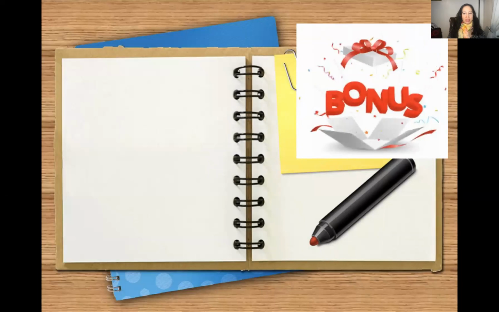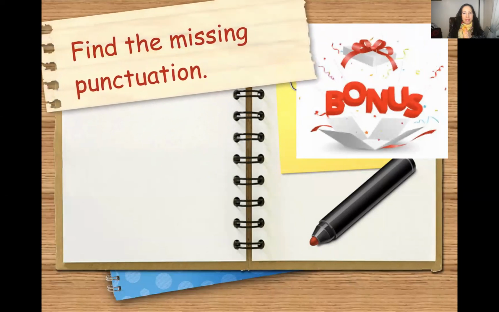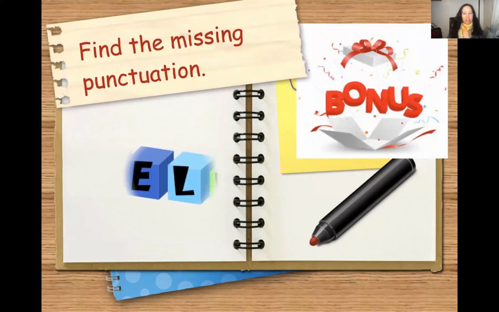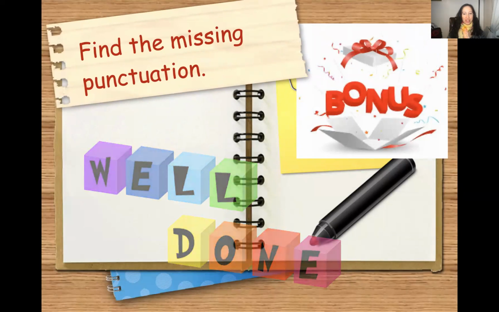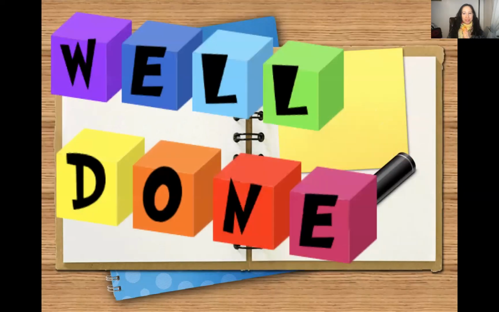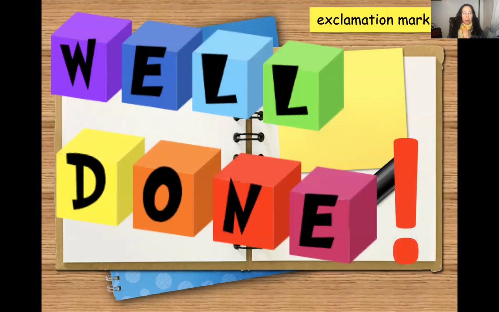Extra bonus. Find the missing punctuation. Well done. Does anyone know what the missing punctuation is? Come on, I know you know the answer. Exclamation mark. Well done! This is how we say this with excitement. Well done, like this. Well done!